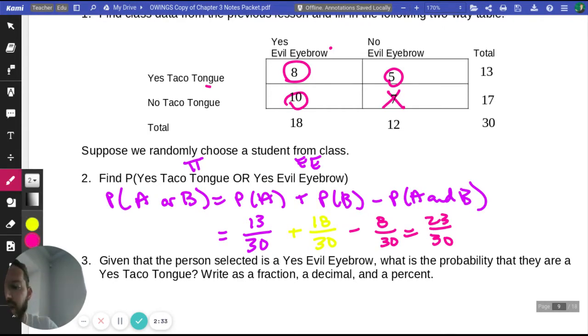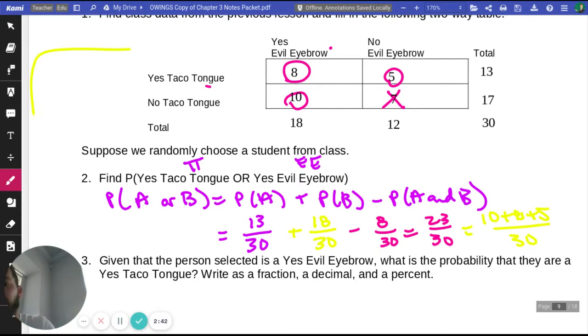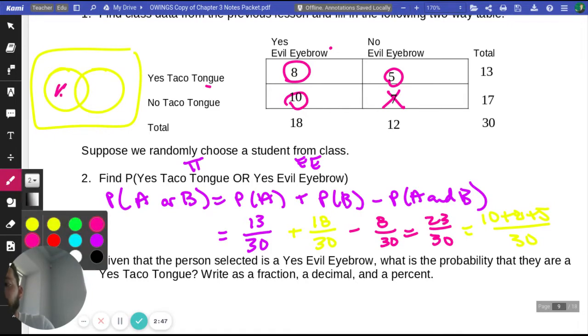So another way to get that 23 would be to take 10 plus 8 plus 5. That'll also get us to 23. And when we looked at our Venn diagram last time, those 3 numbers were the 3 numbers inside the Venn diagram, because we said this was yes, taco tongue, and yes, evil eyebrow. So that sometimes will happen to be the case where the 3 numbers we're looking for are inside the Venn diagram there, and we can just pick it up pretty easily. All right, enough for a review.